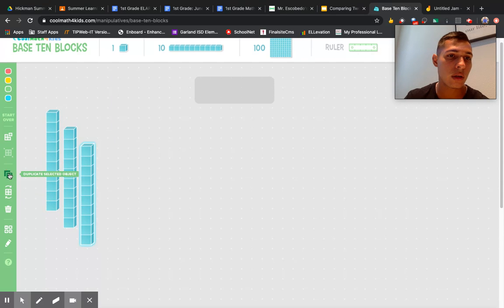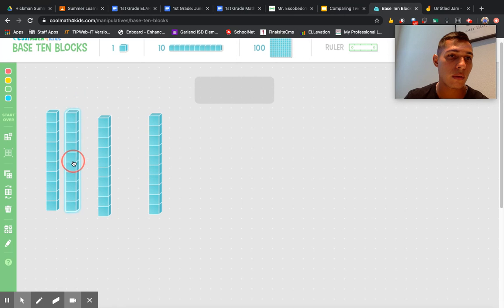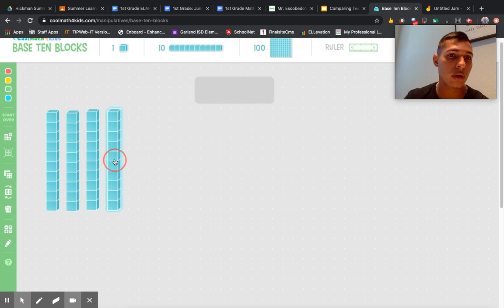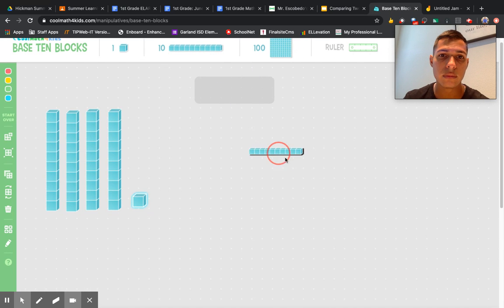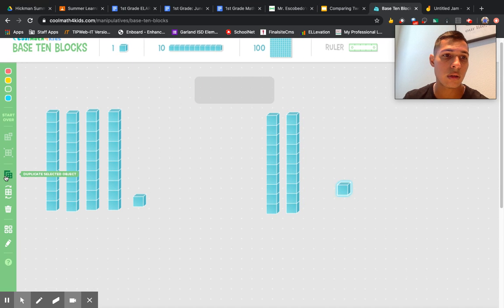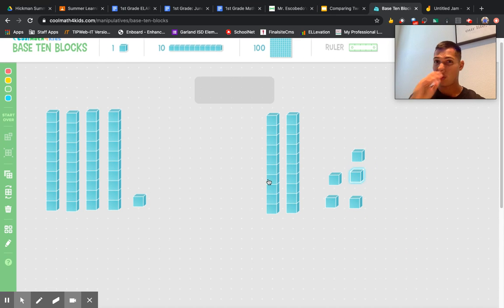So we have 1, 2, 3, 4, and then we had one of these guys. Then I think it was, yep. So we had this one, and then we had this one. So these were our two numbers. It said compare these two numbers and put the correct symbol, right?